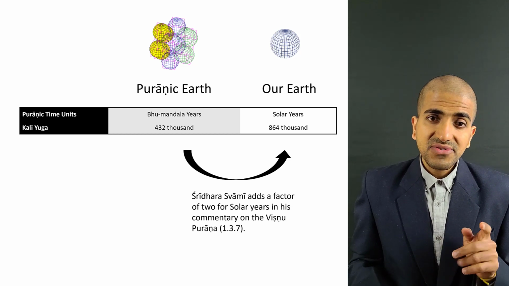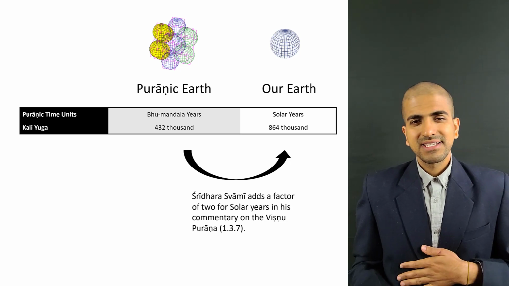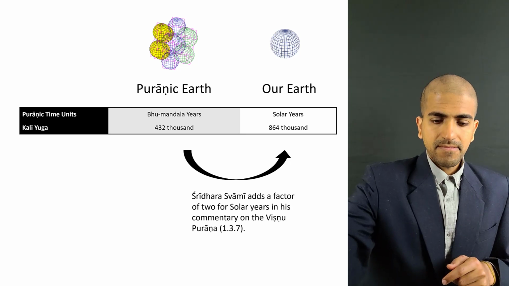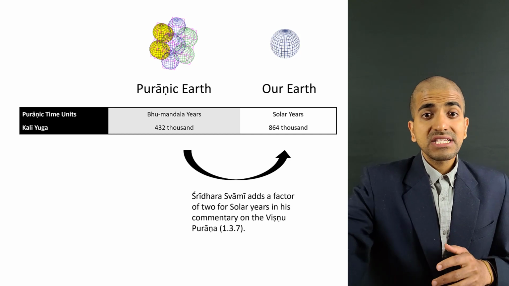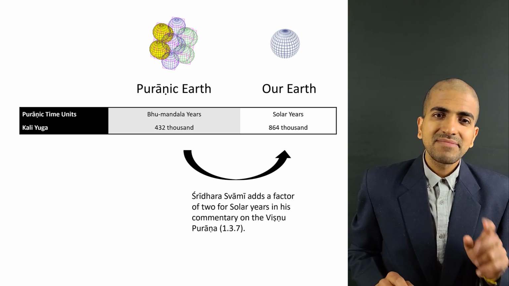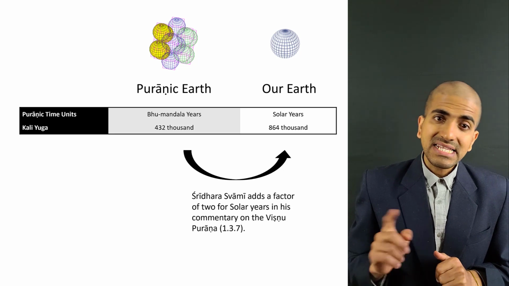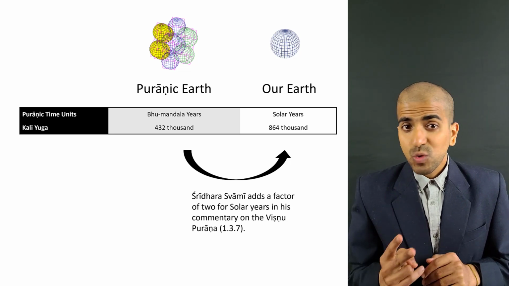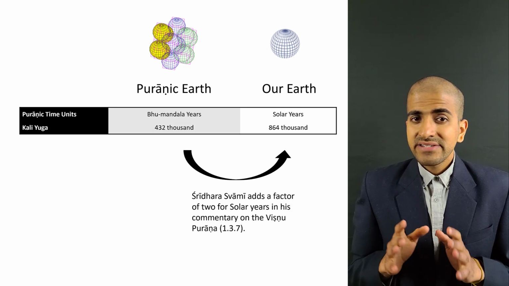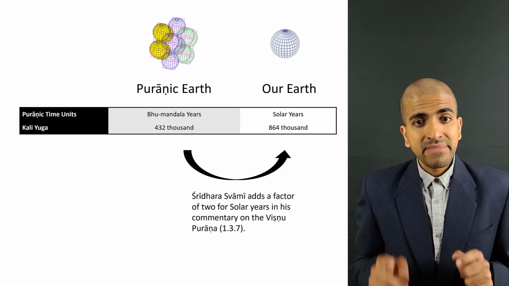Everybody prior to us has failed to realize that these years correspond to the Puranic Earth, not our Earth. The eminent 14th century Puranic commentator Sridhar Swami was aware that these Puranic years must be multiplied by 2 to calculate the solar years. Therefore, in his commentary on Vishnu Purana 137, he states that a day on the Puranic earth is twice as long as a day on our earth. This means that a Kali Yuga is 864,000 solar years.